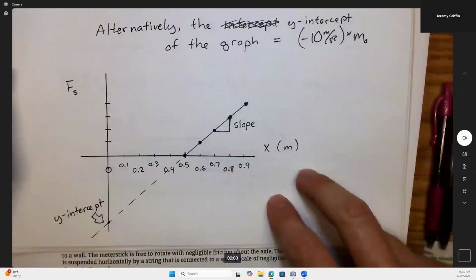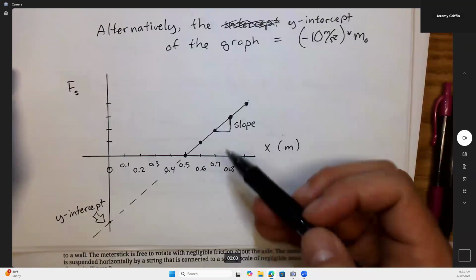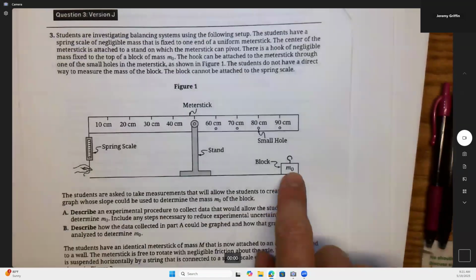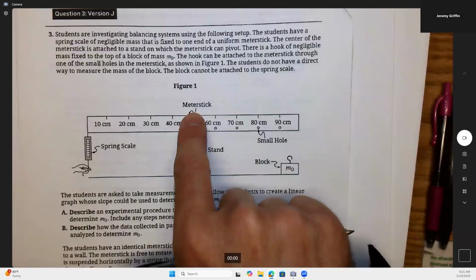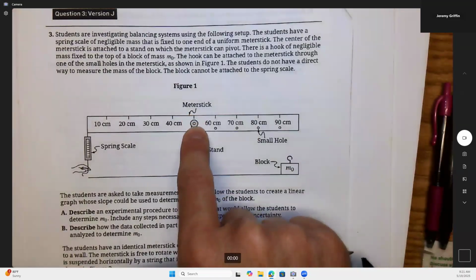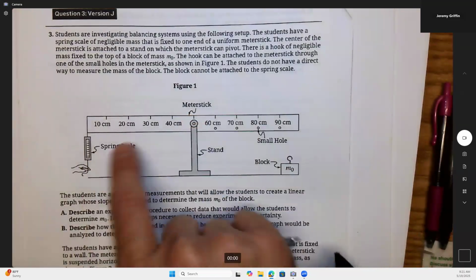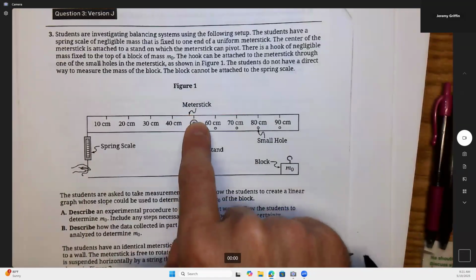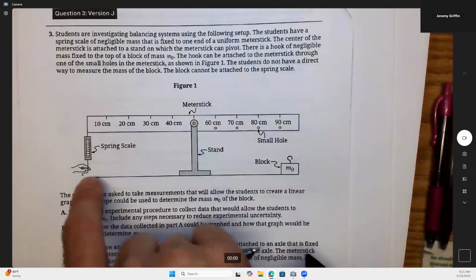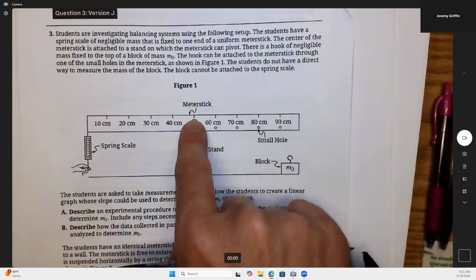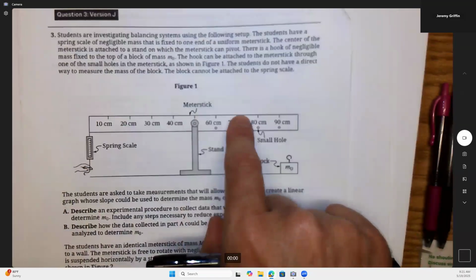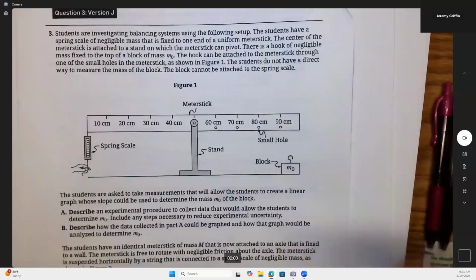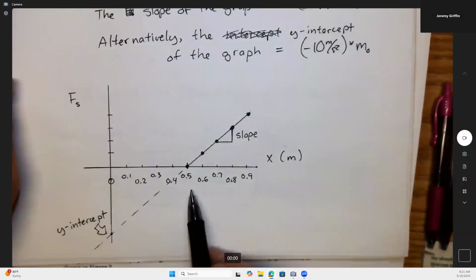This is what that graph looks like. And if you think about it logically, that makes sense too. Because guys, if you take this block and you put it right at the 50 centimeter mark somehow, if you hang it right here, then what does the spring scale read? 0, because there would be no torque at all. You could take the spring scale off and it wouldn't even do anything. And then as you move the block further to the right, doesn't the spring scale reading increase? That's exactly what this says right here.